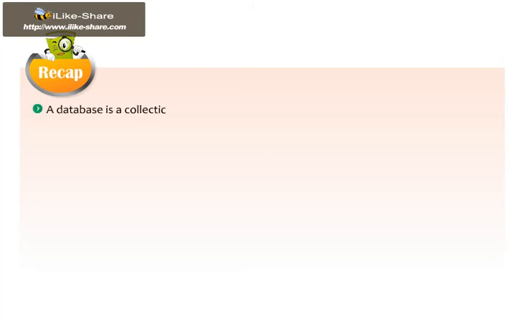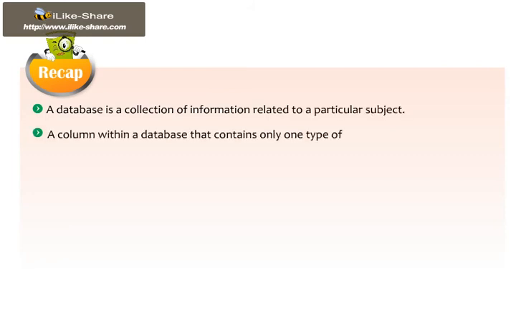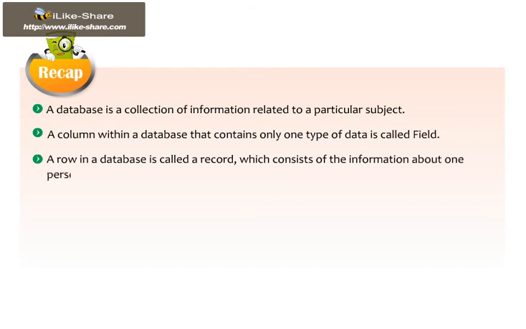A database is a collection of information related to a particular subject. A column within a database that contains only one type of data is called a field. A row in a database is called a record, which consists of the information about one person or one object. Field name is a column label for the field in a database.